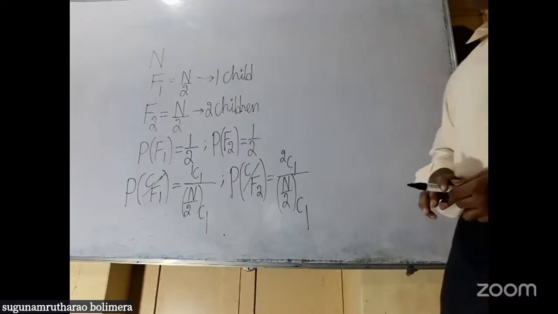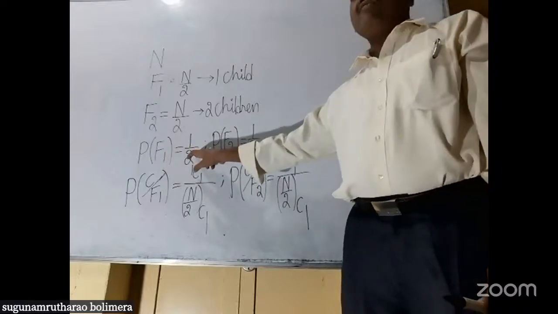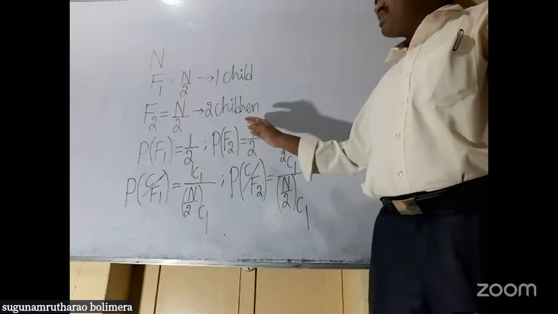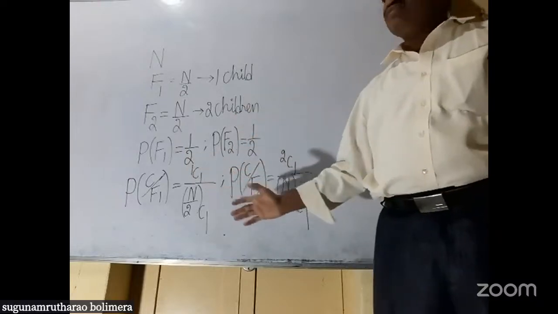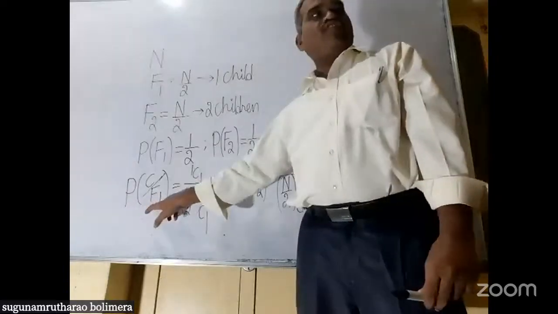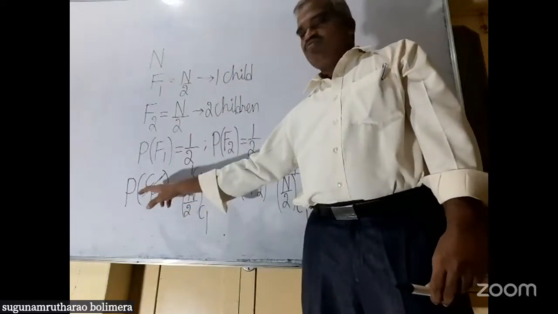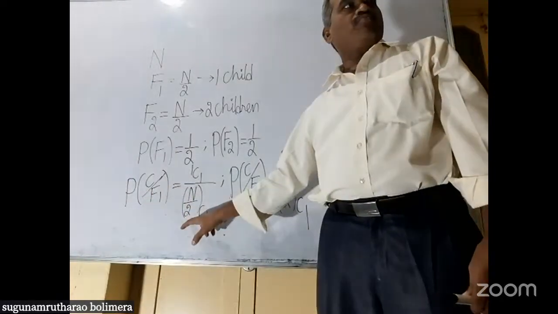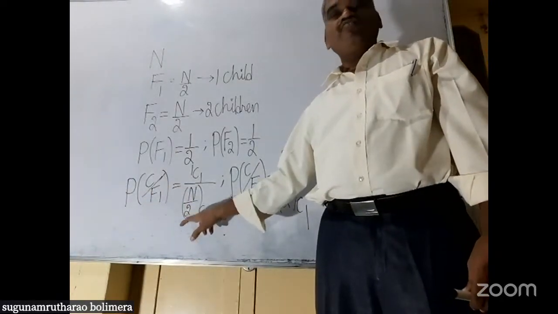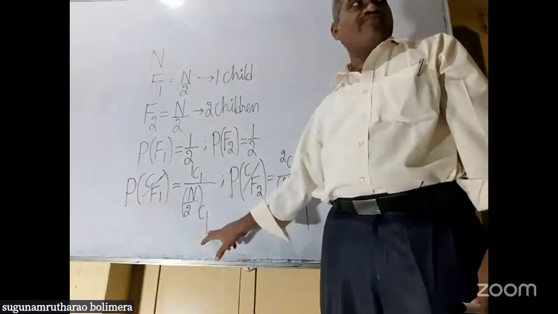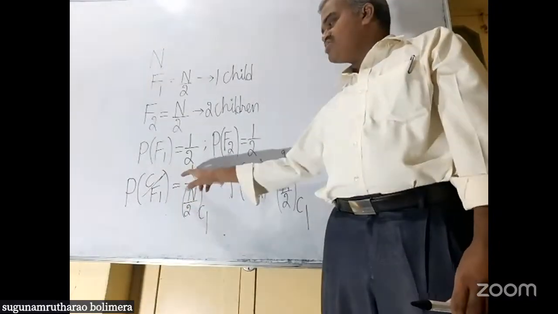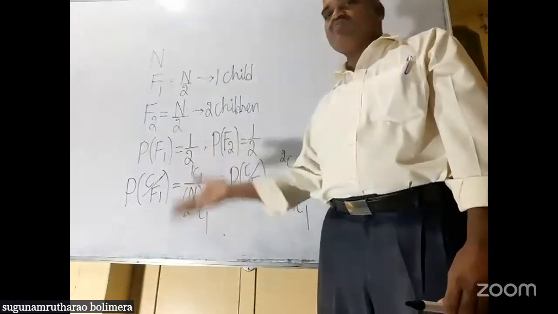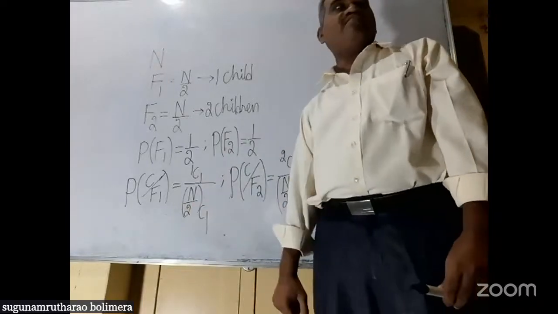I repeat, F1 is having half of the families. F1 means half of the families, the first group. The second group of families is also half. So first F1 is chosen. In F1, there are n by 2 families. From those, choose one family. In that family, we have only one child. That one child is chosen out of that one child in that family.